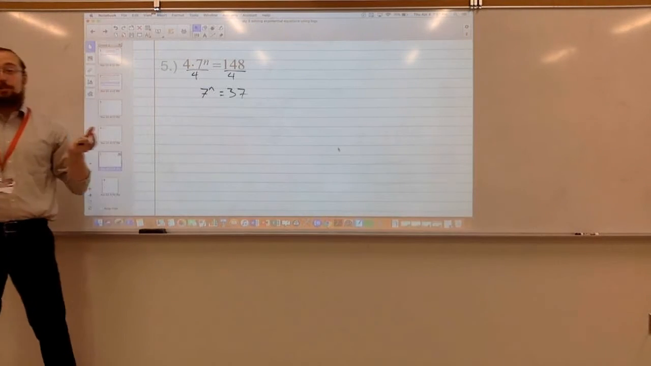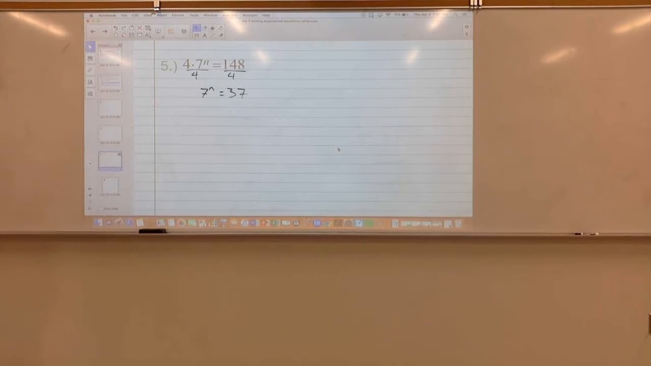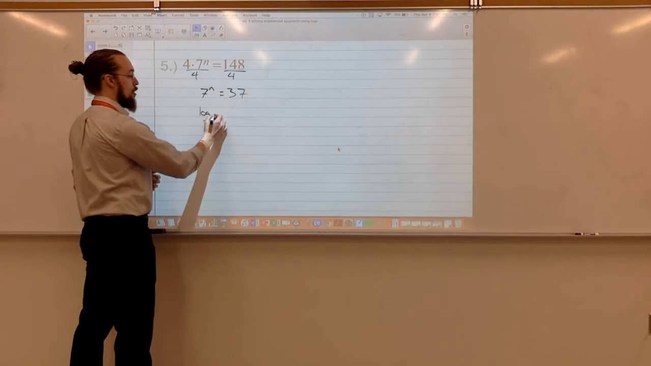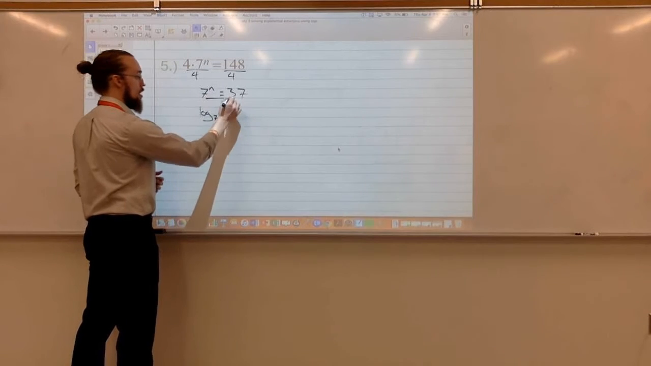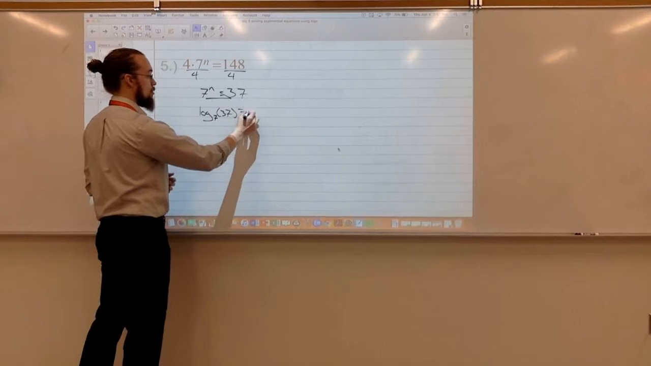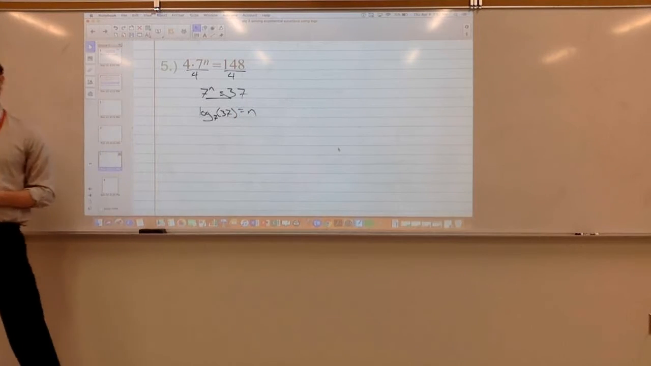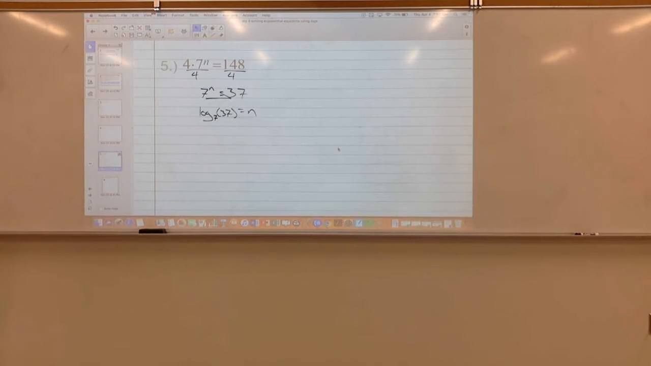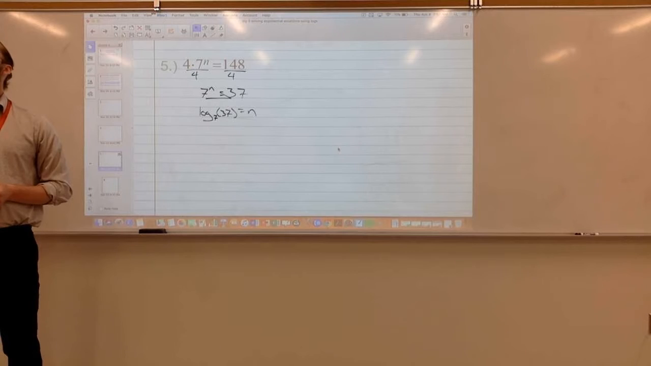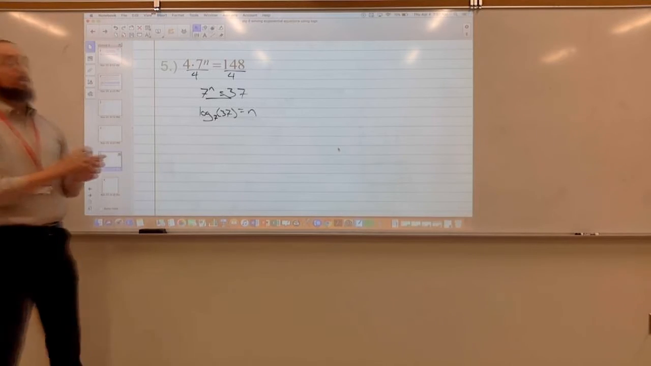Now I've got the exponential by itself. Now I can use lazy 7. So we'll have log base 7 of 37 equals n. So what would we get here? Say it again. 1.6.